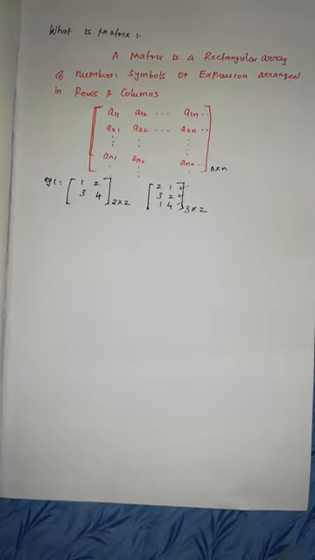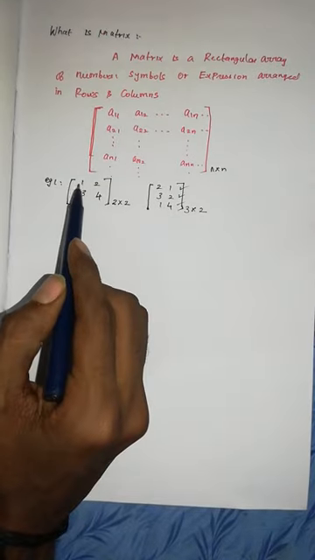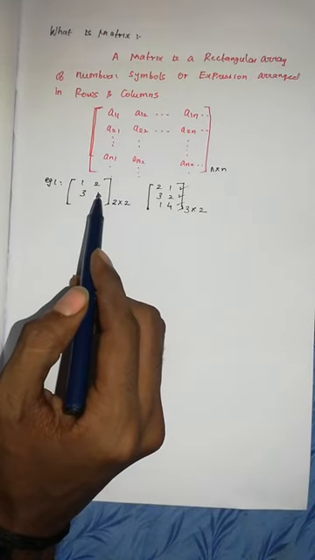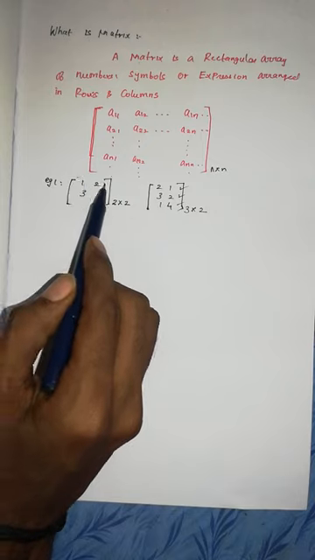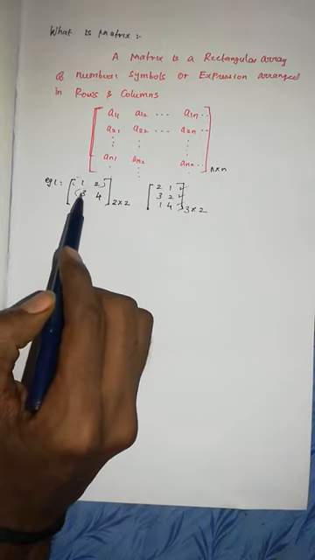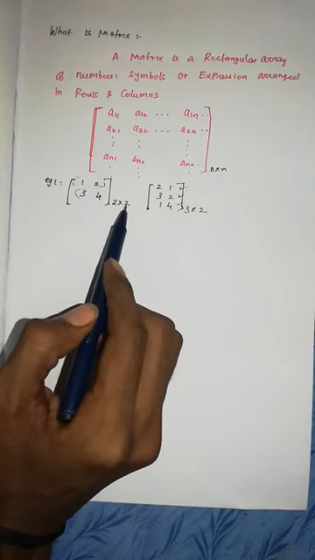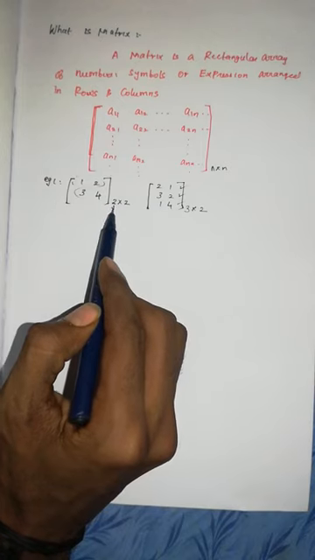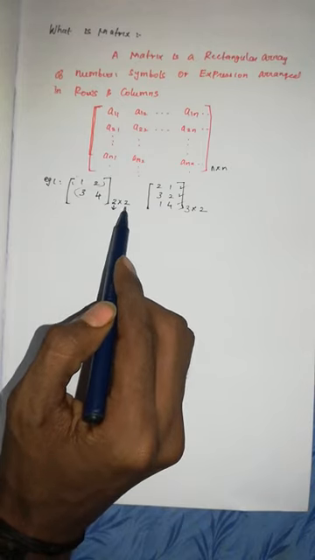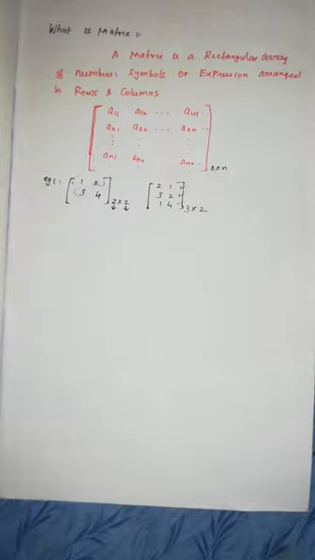So what are the examples for a matrix? Let us take the numbers 1, 2, 3, 4. Now you can see that there are 2 rows and 2 columns. So I call this a 2 cross 2 matrix. The first number represents the number of rows. The second number represents the number of columns.